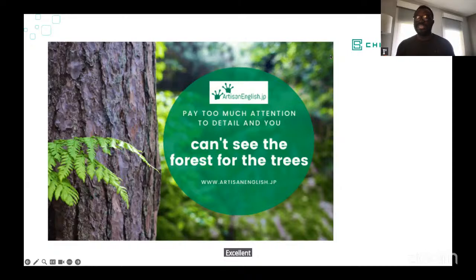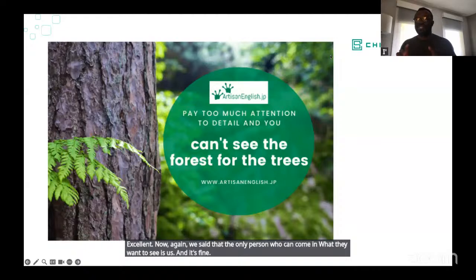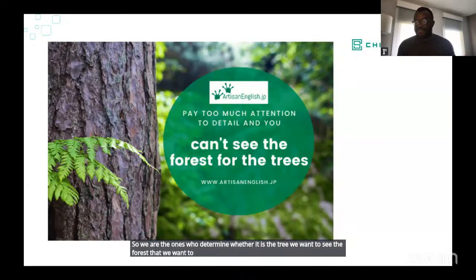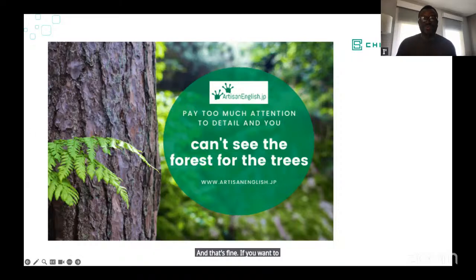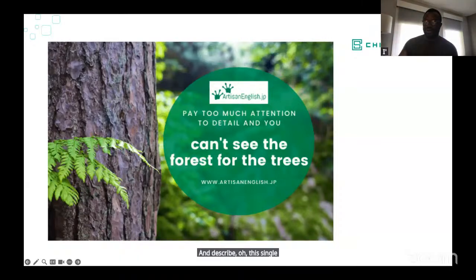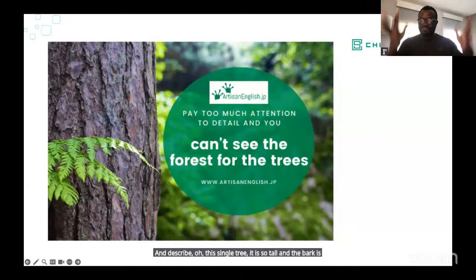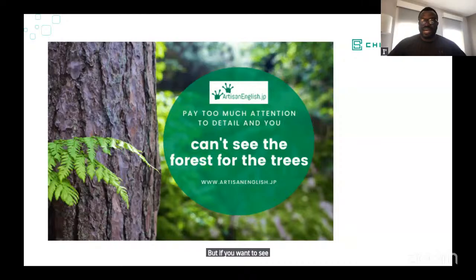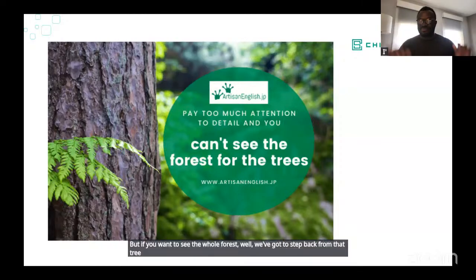Excellent. Now, again, we said that the only person who can determine what they want to see is us. And it's fine, right? We can say, well, I'm not so interested in this particular tree and the color of the bark and all of those things. I just want to see the big picture of the whole forest. So we are the ones who determine whether it is the tree we want to see or the forest that we want to see, right? And that's fine. If we want to see the single tree, we can do a univariate analysis of that tree and describe, this single tree, it is so tall, and the bark is so and so. That is a univariate analysis, looking at that single variable. But if you want to see the whole forest, we've got to step back from that tree. That allows us to see the big picture, right?